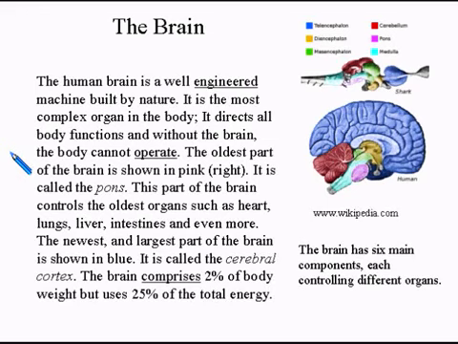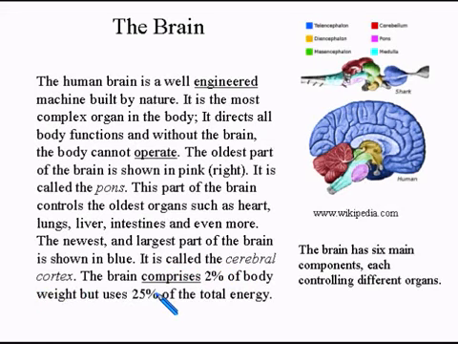The oldest part of the brain is shown in pink. It's called the pons. This part of the brain controls the oldest organs such as heart, lungs, liver, intestines, and much more. The newest and largest part of the brain is shown in blue. It is called the cerebral cortex.